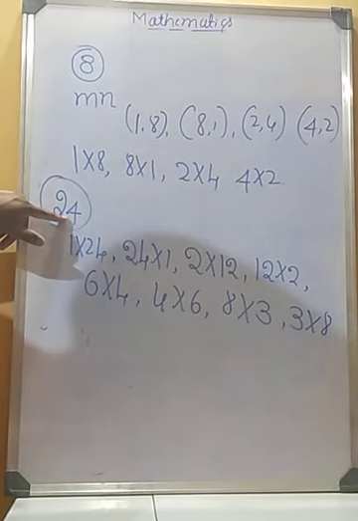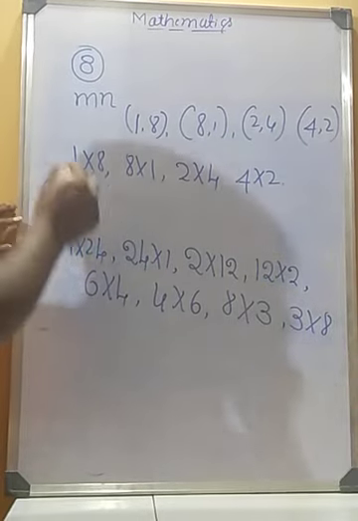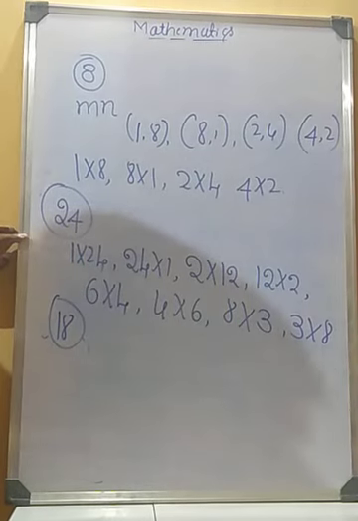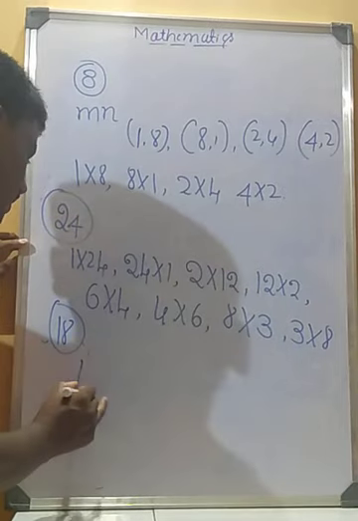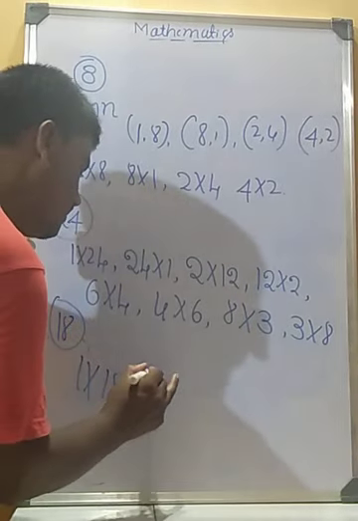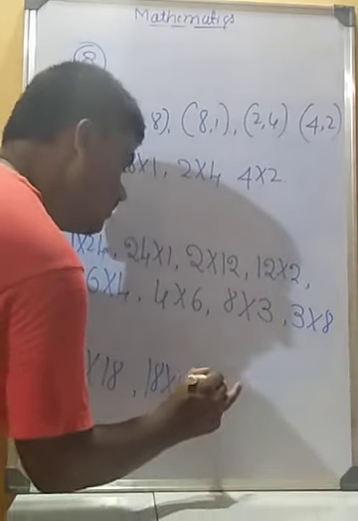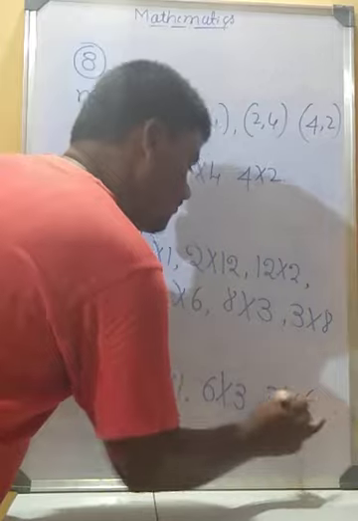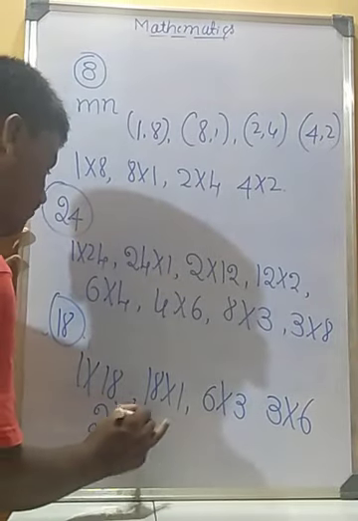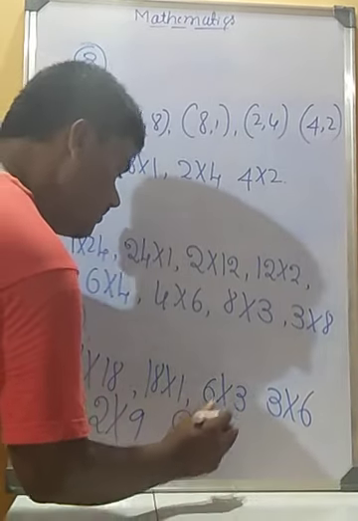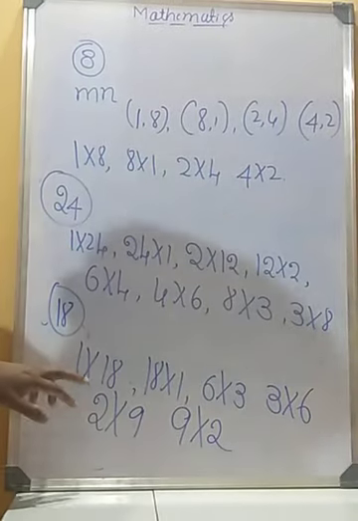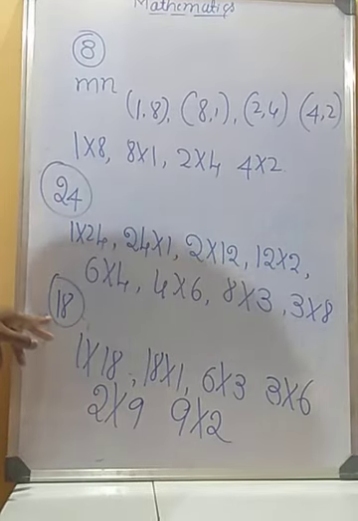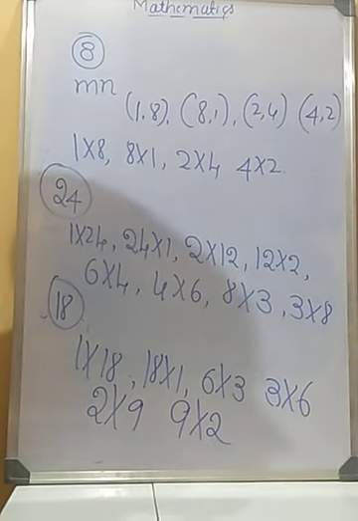Similarly, one more, if a matrix has 18 elements, what are the possible orders it can have? 1 cross 18, 18 cross 1, 6 threes are 18, so 6 cross 3, 3 cross 6, 2 cross 9, 9 cross 2. There are 6 possible orders it can have if a matrix has 18 elements.